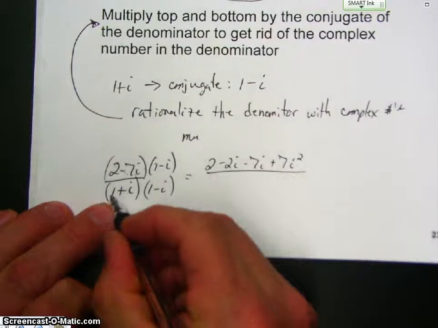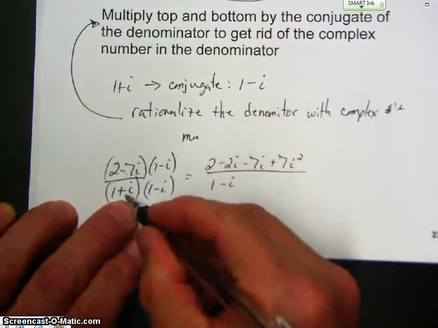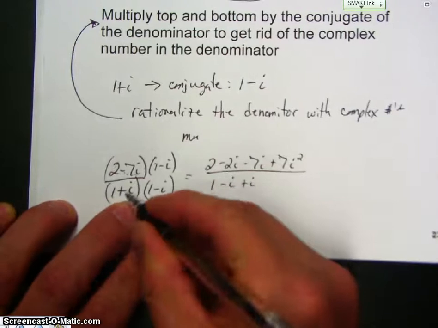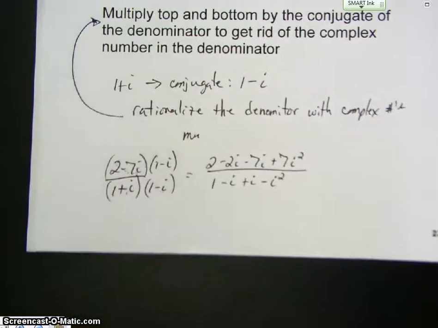Bottom: 1 times 1 is 1. 1 times negative i is negative i. Positive i times 1 is positive i. And positive i times negative i is negative i squared.